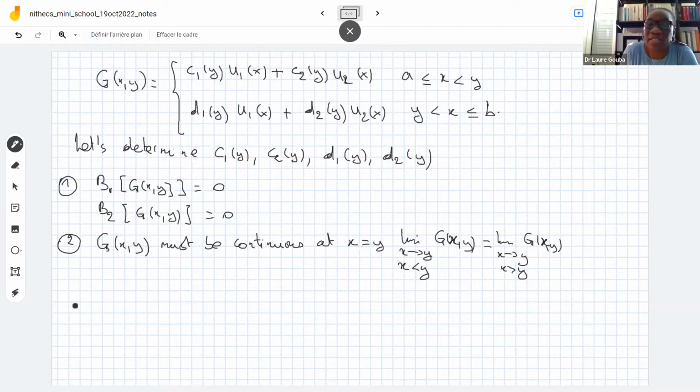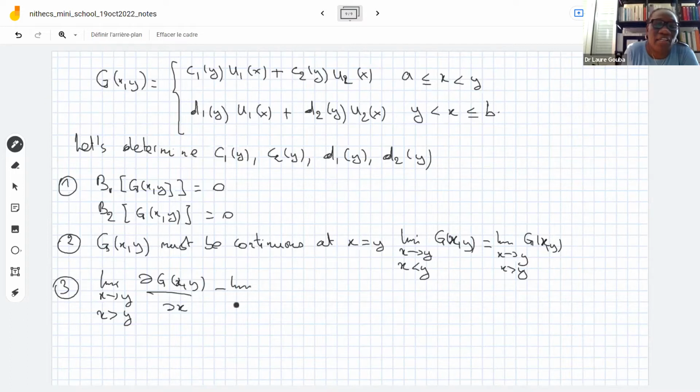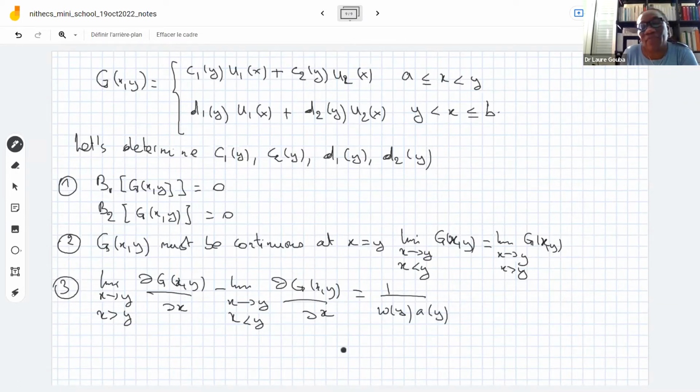And when we do the equality, it gives us a condition on C1, C2, D1, D2. The third property should also be used, and that is that there is a discontinuity of the first derivative of G with respect to x at the point x equal y. Then the limit when x goes to y, x greater than y, of the partial derivative with respect to x of J(x,y), minus the limit when x goes to y, x smaller than y, of the partial derivative with respect to x of J(x,y), should be equal to 1 over the weight at y times A at y. And usually one takes the weight function equal to 1 if they don't give it specifically.